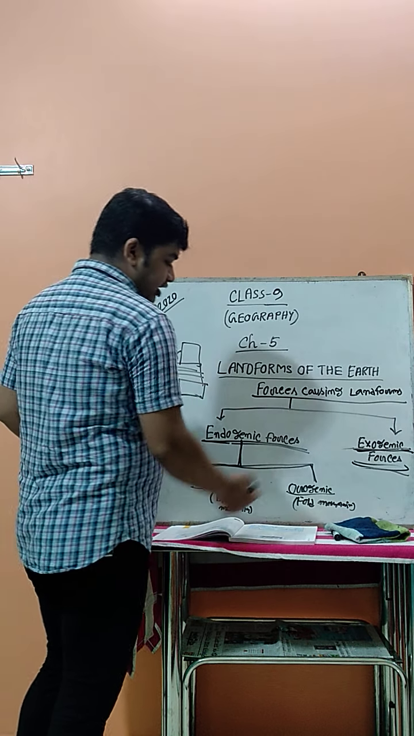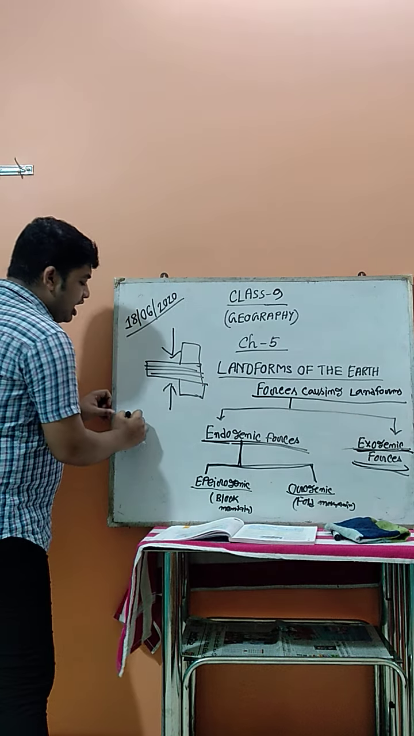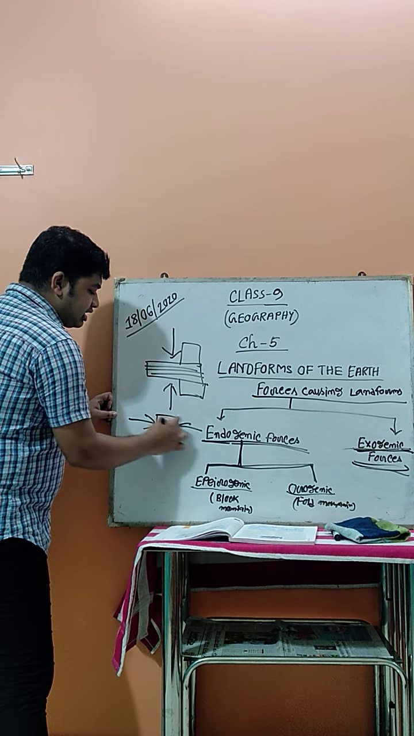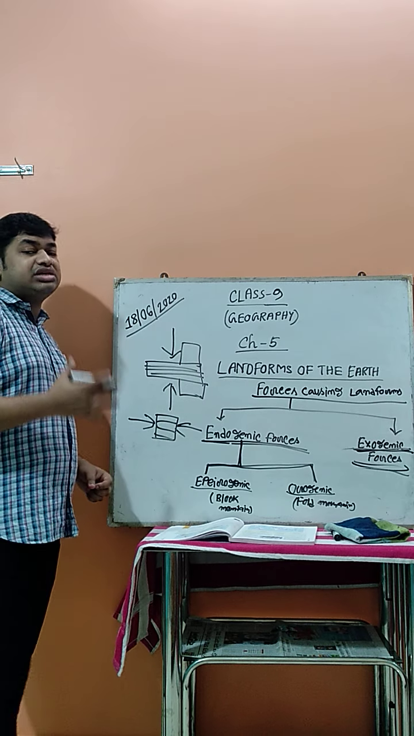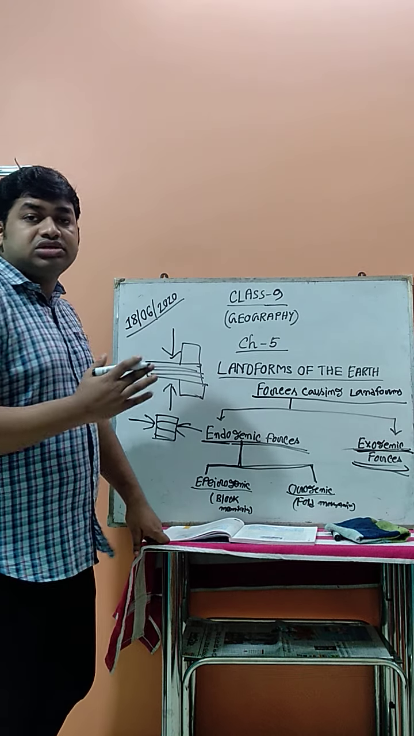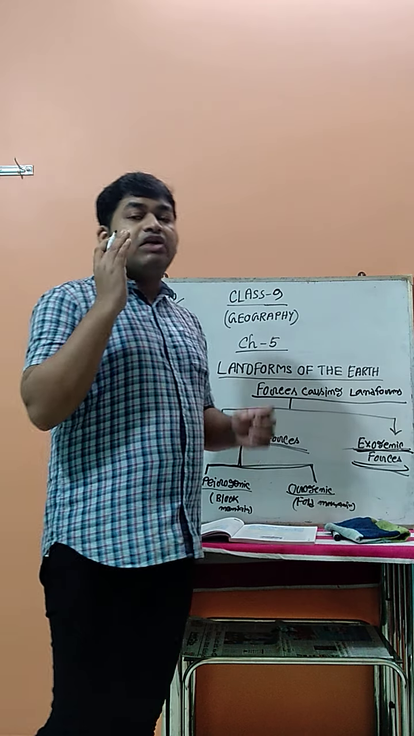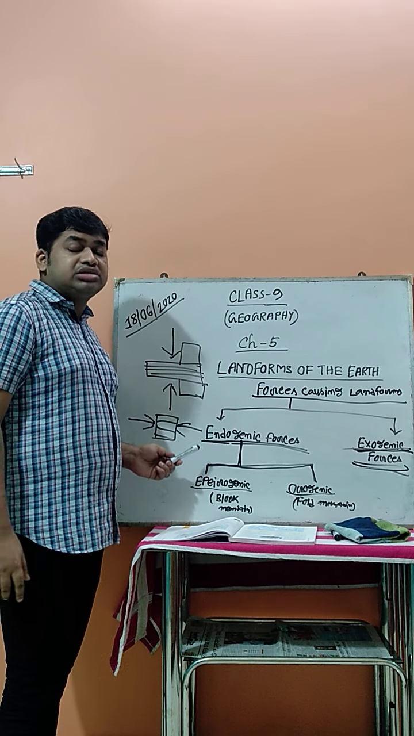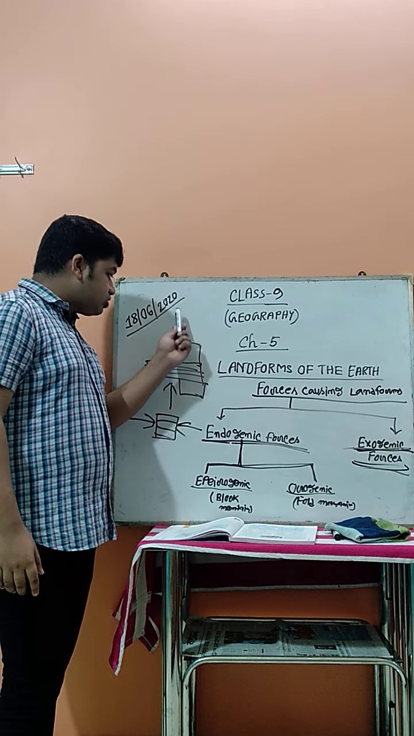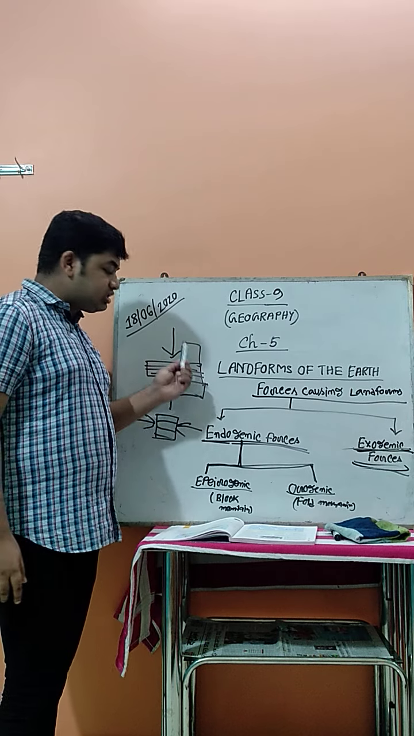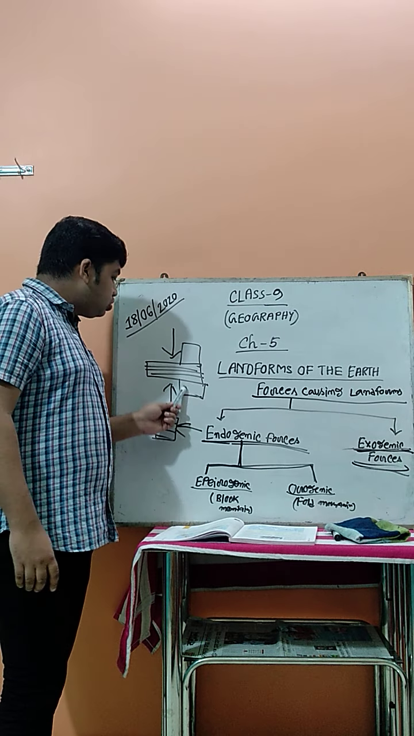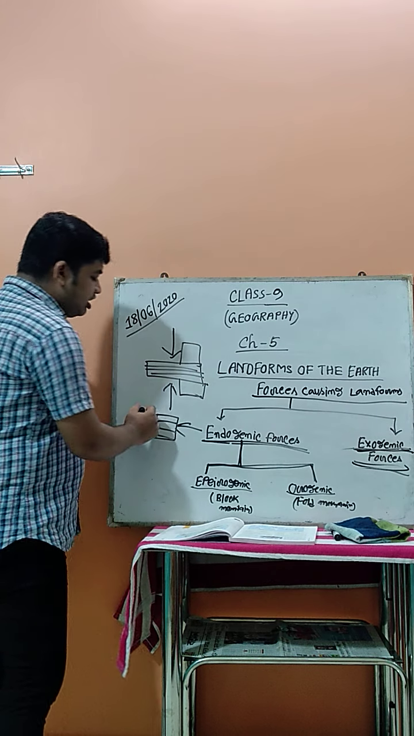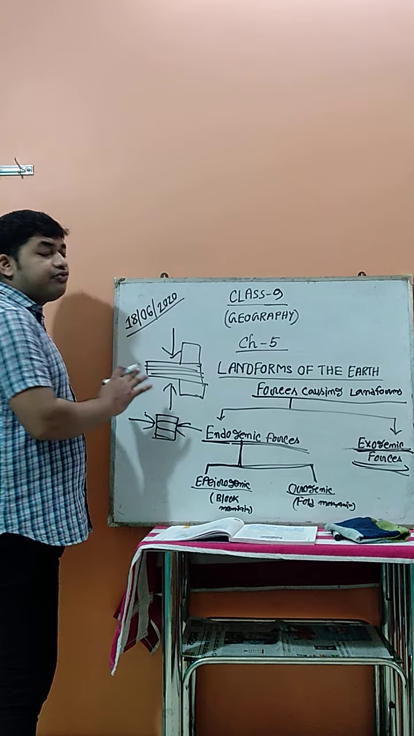Now the second is the orogenic force. Orogenic means the force that occurs horizontally. Again I repeat, the force that occurs in the horizontal direction is known as the orogenic force, and the force that occurs in the vertical way is known as the epeirogenic force. Due to the epeirogenic force, block mountains and rift valleys are formed, and due to the orogenic force, fold mountains are formed.